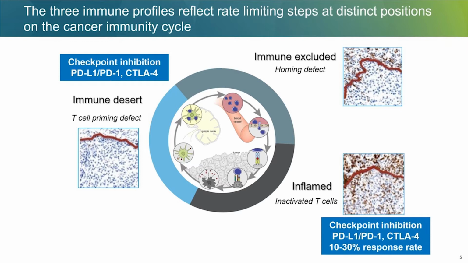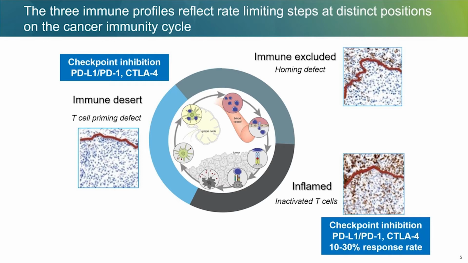So there are cancers with immune desert phenotypes, for which we think that there is a defect in priming, or cancers that have an immune excluded phenotype, for which we believe that there is a stromal barrier that is preventing the T cells from penetrating into the tumor. These tumors do not respond to checkpoint inhibition, and therefore there is an intense effort to identify novel strategies to be able to address this issue by immunotherapy.